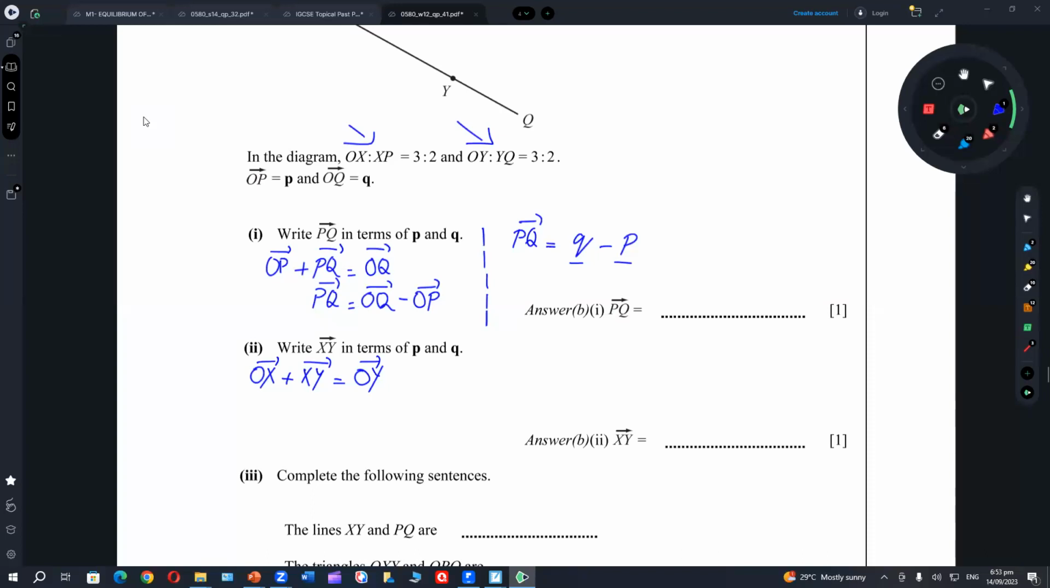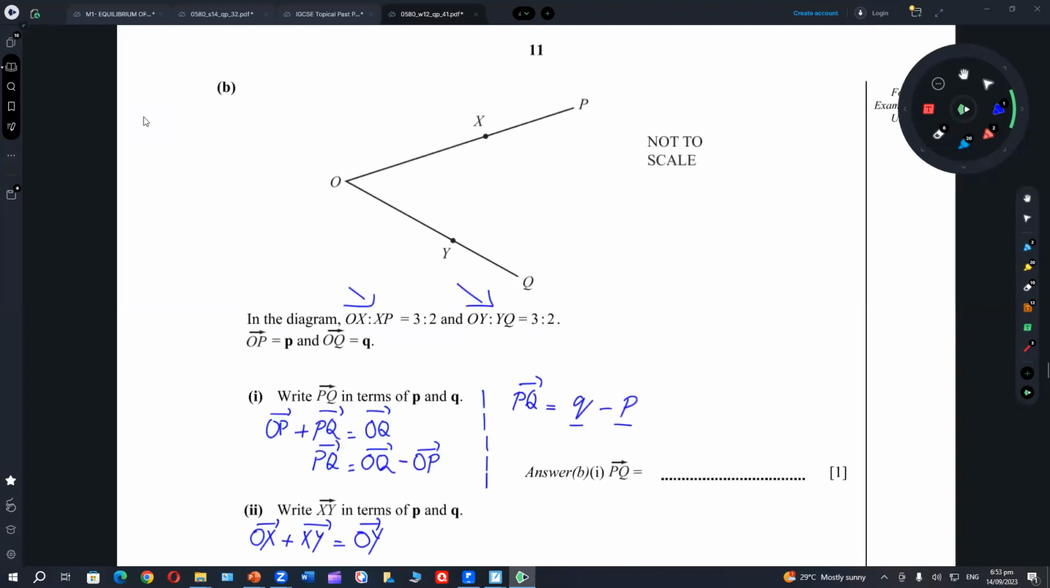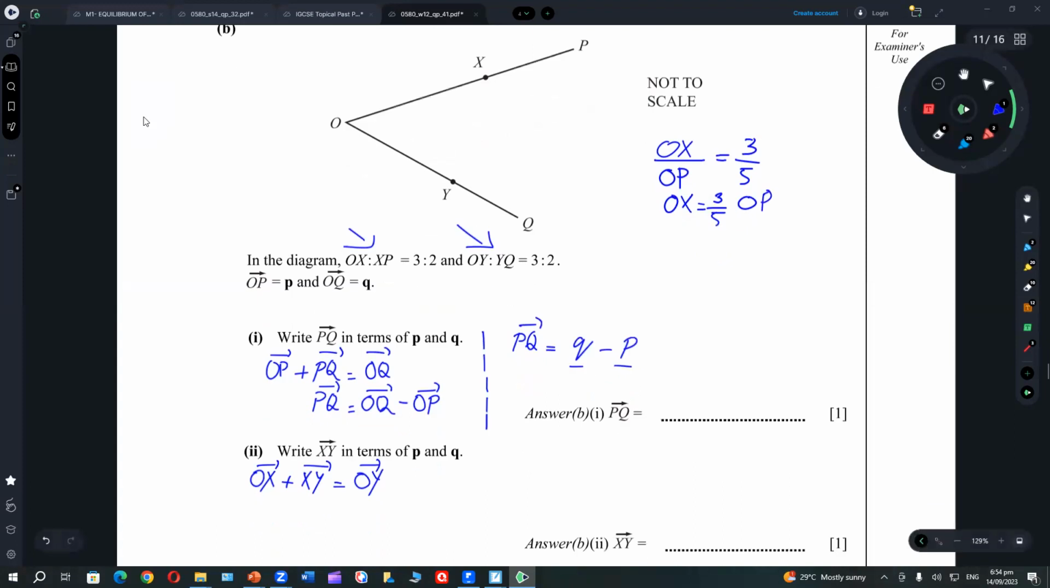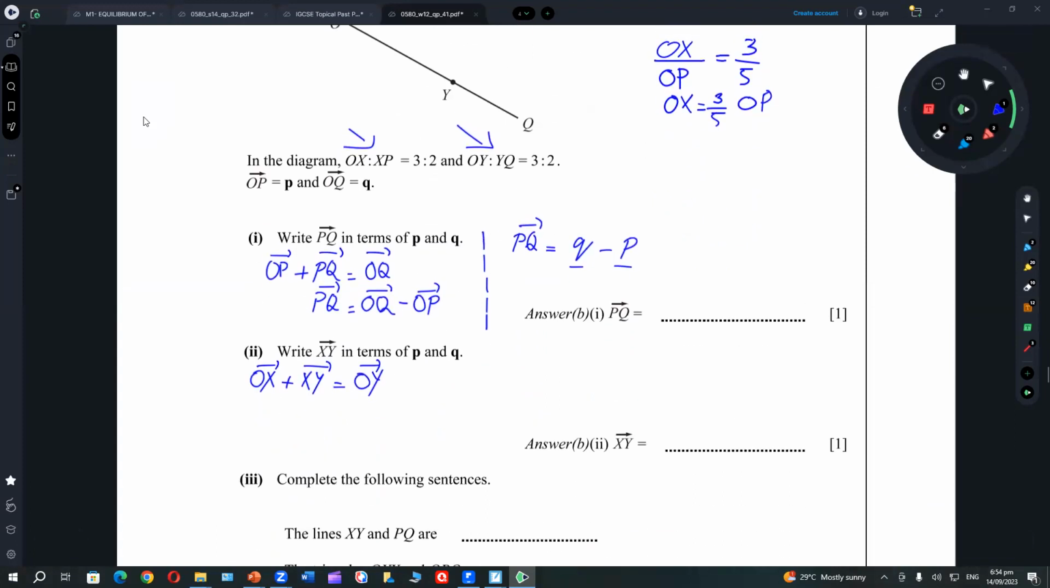The ratio OX to XP is 3 to 2. Ratio means upon. OX upon OP, I'm writing it 3 upon 5. Can you tell me how OP becomes 5? Because we add the ratios, so 3 plus 2. Good. 3 upon 5 OP. What is OP? OP is small p.